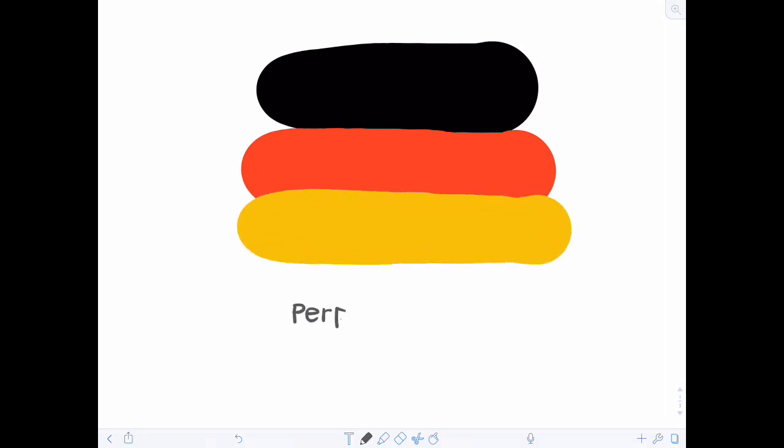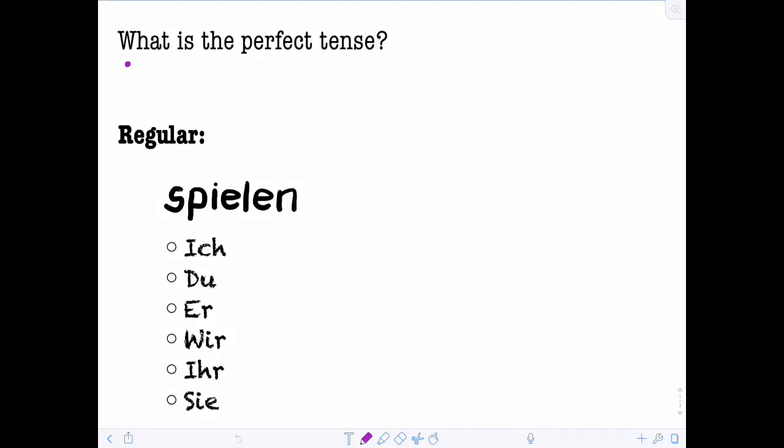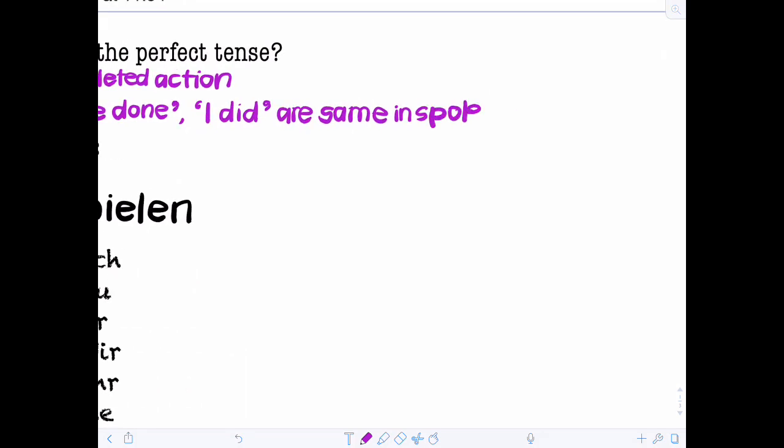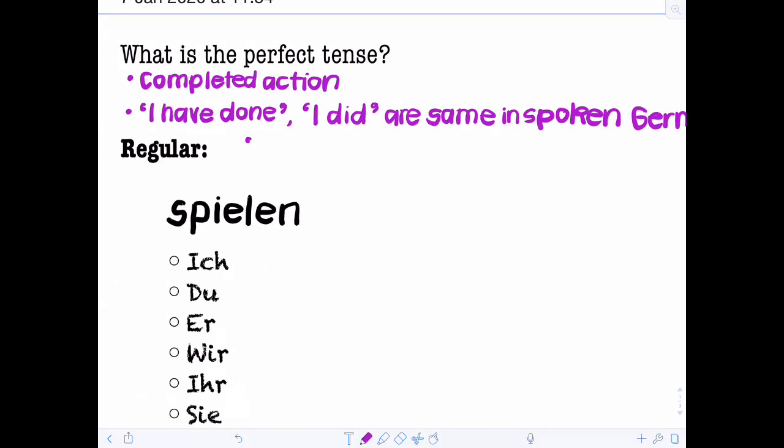The perfect tense. Hi and welcome to our video about the perfect tense. So the perfect tense indicates a completed action, so an action that happened in the past. In English we have "I have done something" and "I did something", but this tense mostly covers both of these because there isn't really a distinction between them in spoken German. And finally, this tense is mostly used while speaking.